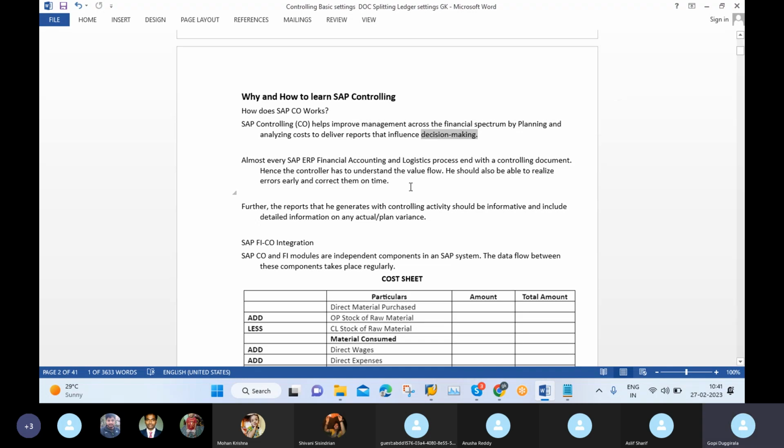And the next one, this point is also very, very important. Almost every SAP ERP financial accounting and logistics process ends with a controlling document. You know or not? For example, if I want to post one sales invoice or one purchase invoice, what are the basic things we need to maintain?